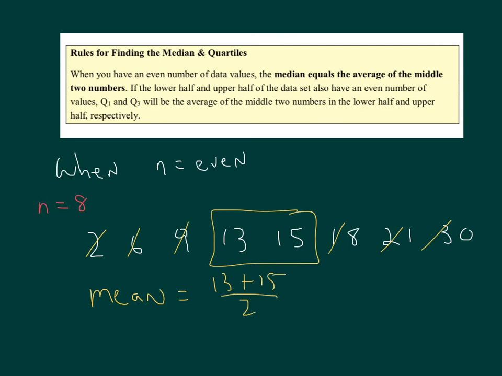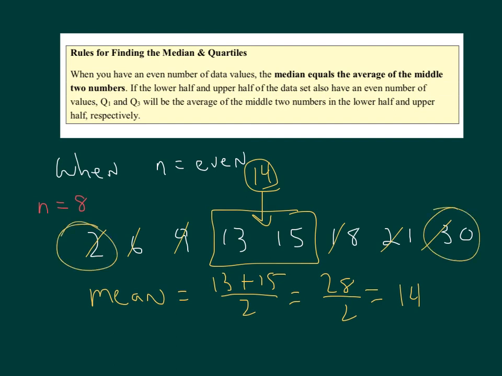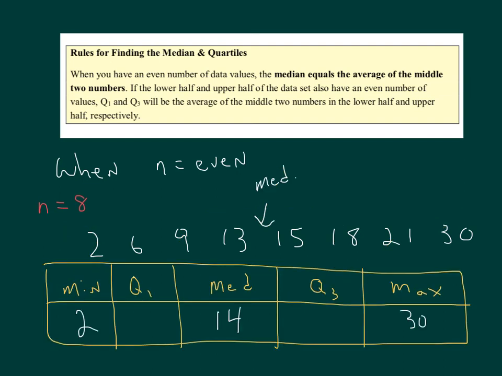So let's find the mean of these 2. 28 divided by 2 is equal to 14. Of course, 14 is the value halfway between 13 and 15. So the median isn't always a value that's in the number set. The minimum is always in the number set. The maximum is always in the number set. But the other 3, Q1, Q3, and the median, may not actually be values in the number set, like this example. So let's see what we got here.